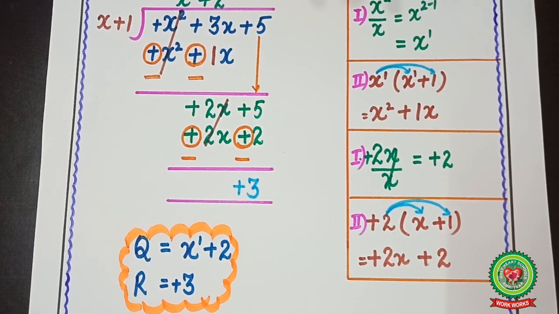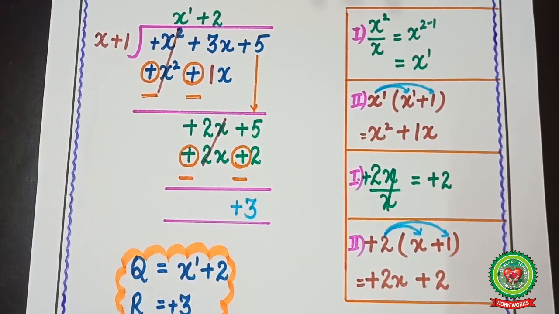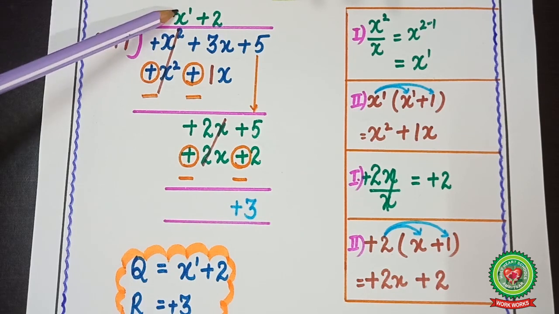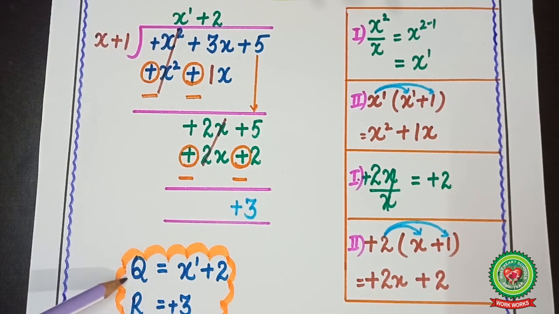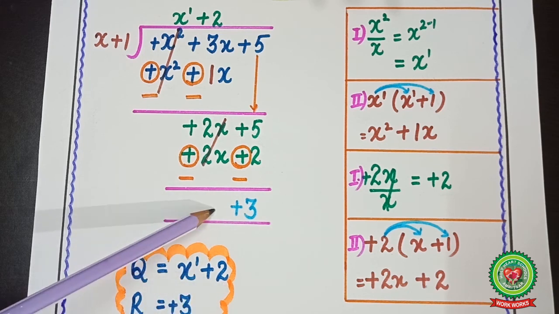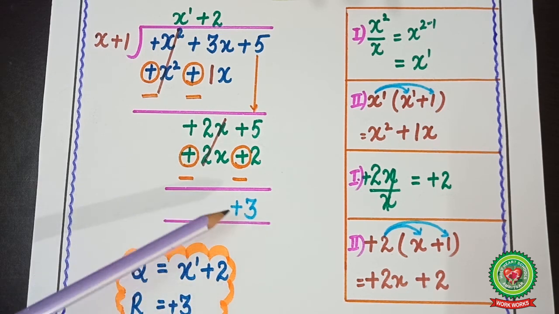So from here you got the answer. Quotient, you got here x plus 2. So you have to write here quotient is equals to x raised to power 1 plus 2 and remainder as plus 3. Right? Because you got the remainder here. So you have to write remainder is equals to plus 3.